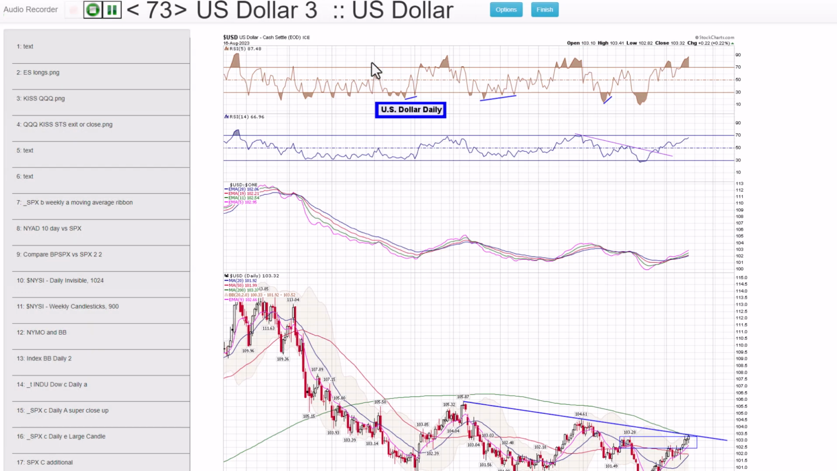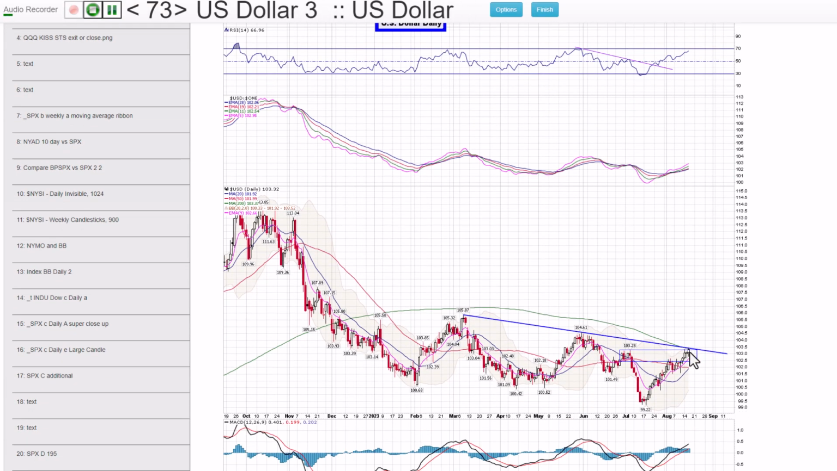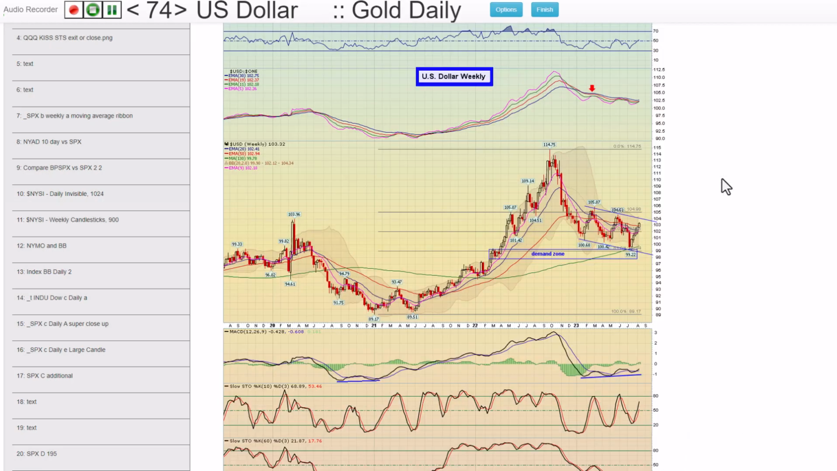Next, chart 73, here's the US dollar, up yet again today, basically testing this trend line and 200-day moving average. Will it pull back here, or is it going to rally and break out? Next, chart 74, there's the weekly view of the dollar.